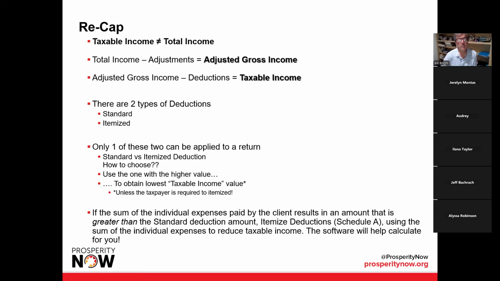So again, taxable income is not equal to total income. Total income minus the adjustments is adjusted gross income, and then adjusted gross minus one of the deductions, either standard or itemized, equals taxable income. So again, the software will always choose the greater of the two, so you don't have to worry about that. In almost all instances, we will be doing the standard deduction.